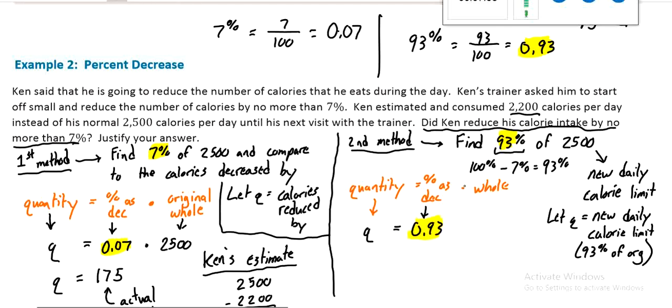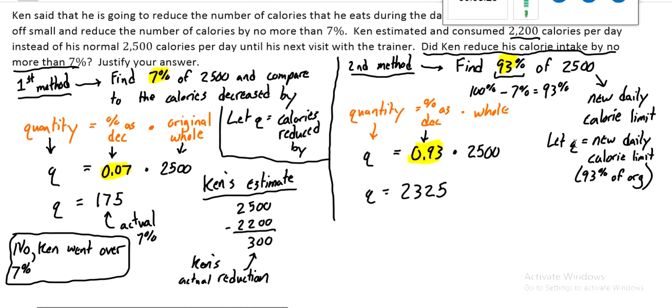And we're multiplying by the whole. I should have put the original whole, but we'll save a little bit of writing. So the original whole is 2,500. We'll go ahead, we'll do the math. So Q equals 0.93 times 2,500 gives you, there we go. So Q equals 2,325. Just so we keep everything straight, remember Q equals the new daily calorie limit. So that's what he should be at if he was consuming 93% of his original, which is 7% less than his original.